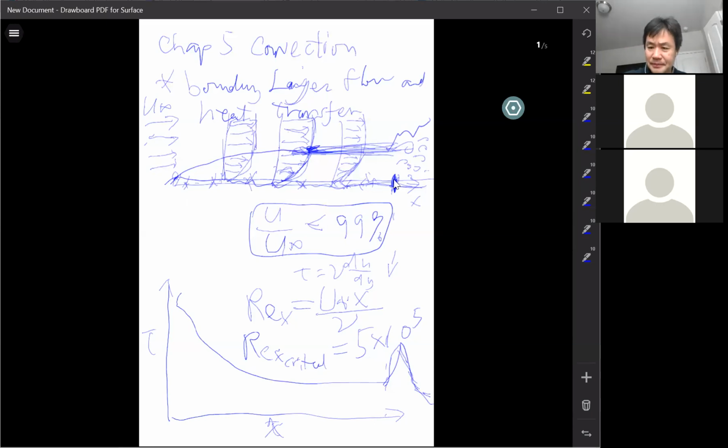Okay, does that make sense? Well, these are all new to you, right? These are the new information. So let me know if you have any questions on this. But you need to remember this Reynolds number. Okay, I want you to remember this Reynolds number.